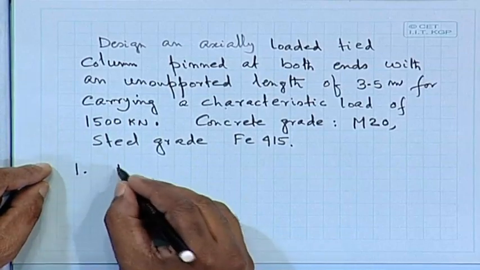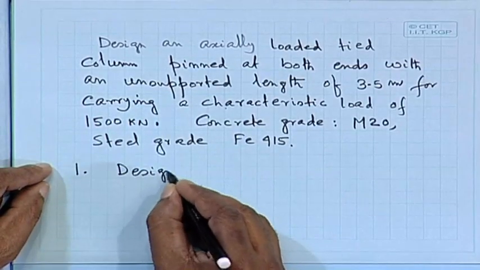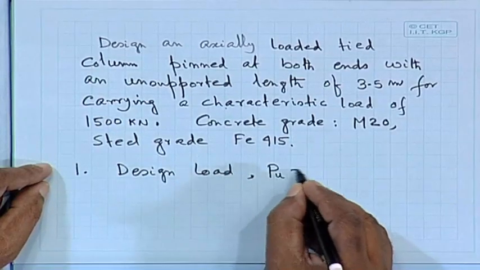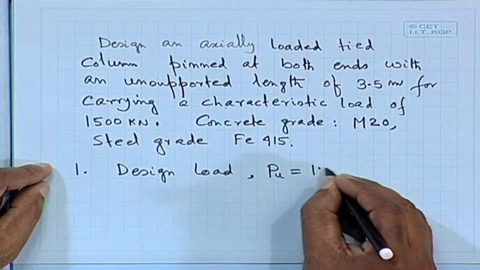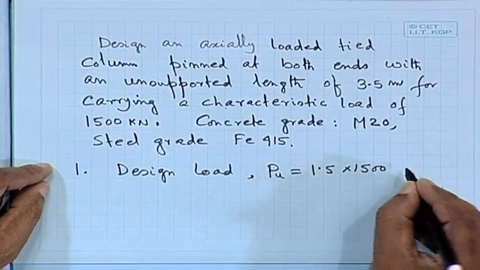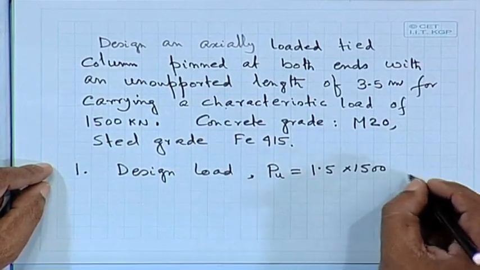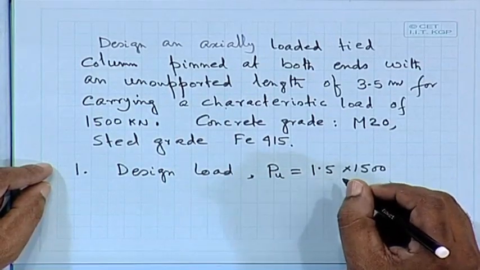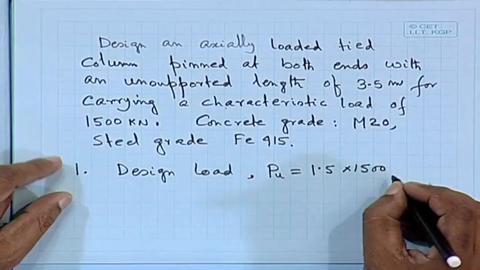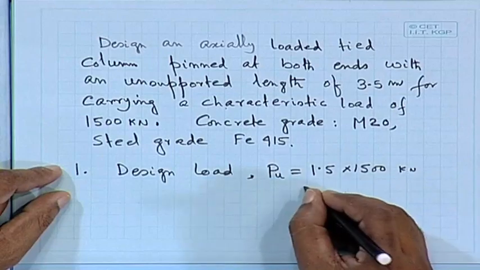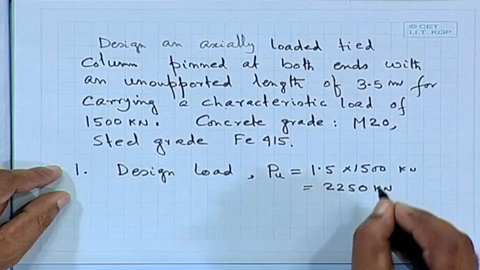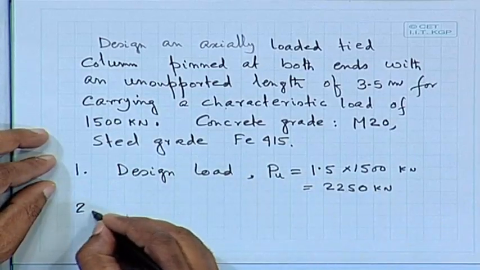So, what about the design load? And this is an axially loaded column. Design load, which is Pu, we shall take as 1.5 times the characteristic load unless otherwise specified. It will be different for different cases, like seismic load, wind load, but if nothing is specified, we shall assume 1.5, which comes as 2250 kilonewton.